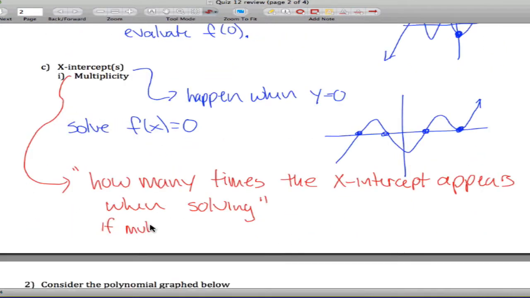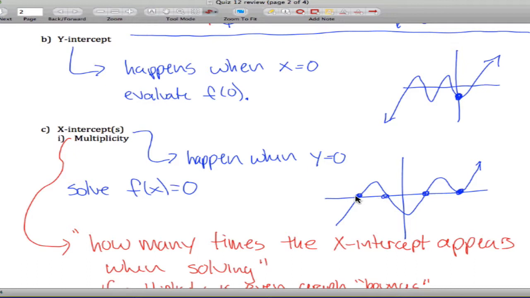If multiplicity is even, this is going to be very informal again, the graph bounces. What am I talking about? Looking at these 4 x-intercepts, in this case the graph just went right through that point. Similarly here, it went right through. Similarly here, it went right through. Not here. Here it kind of hits the x-axis and then it turns around and sort of bounces off. That means that we have even multiplicity for this root here. We got odd multiplicity for all the rest of them.